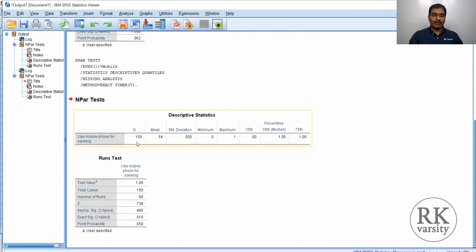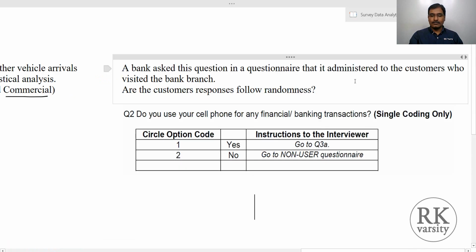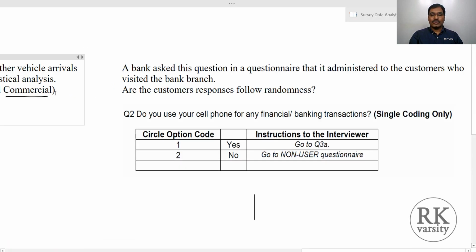You have a total of 150 respondents. Then 50% is 1. So test value is 1 and z score is 0.7 and asymptotic significance value is 0.46 and exact sign test is also 0.51. These two indicate that we failed to reject the null hypothesis, which indicates that the customers who are arriving into the branch and their usage of a mobile phone for banking services is random. So here we can say that the customer responses follow randomness. Yes, the customer responses follow randomness.